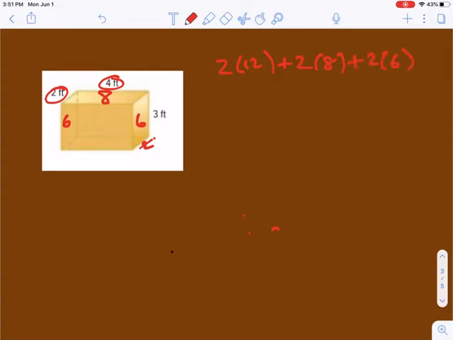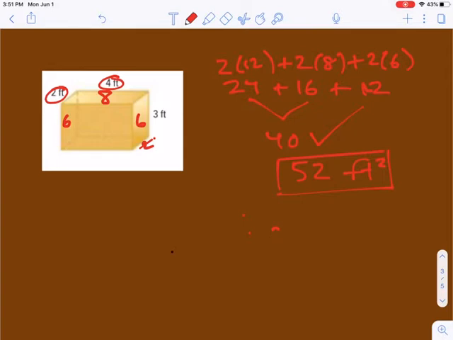So really, that's kind of all there is to this. 2 times 12 is 24. 2 times 8 is 16. 2 times 6 is 12. 24 and 16 is 40. And then 40 and 12 is 52. And it would be 52 square feet, because it's a measure of area. An area is a square measure.